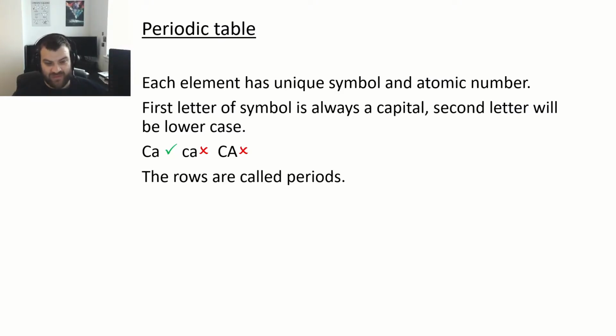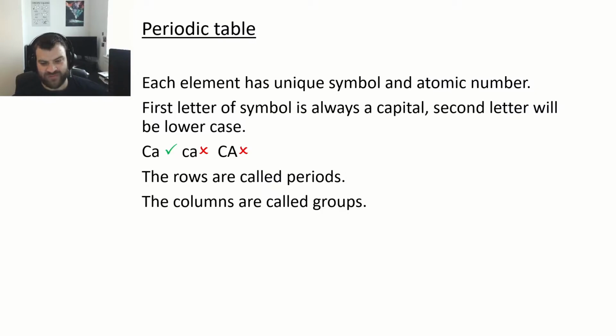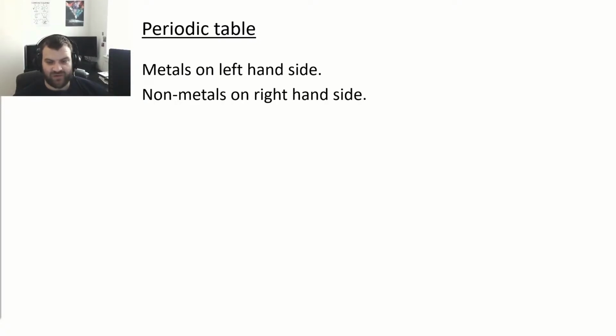You might be asked about going across the periodic table, so the rows are called periods, and then our up and down columns are called groups. One of the first classifications we can do is that metals are found on the left-hand side of the periodic table, and non-metals found on the right-hand side of the periodic table. The data booklet has information about that as well.